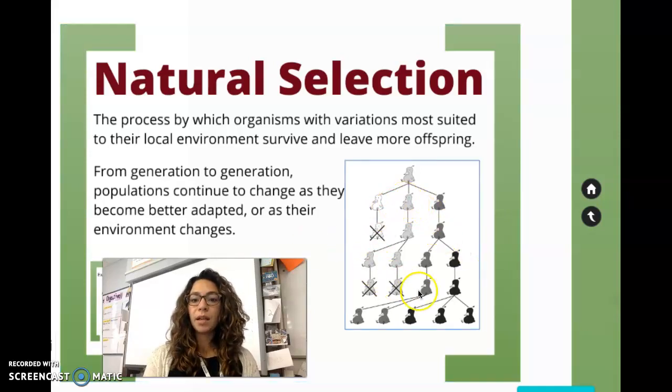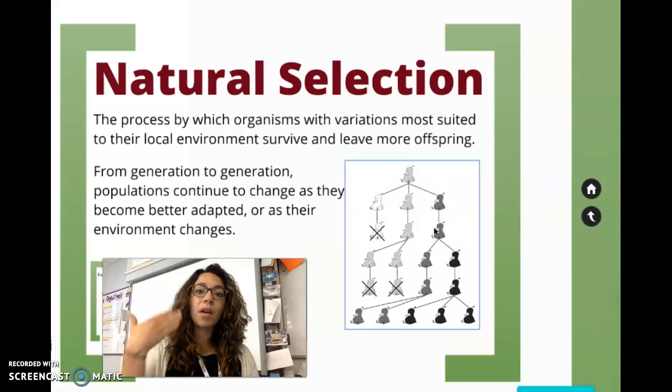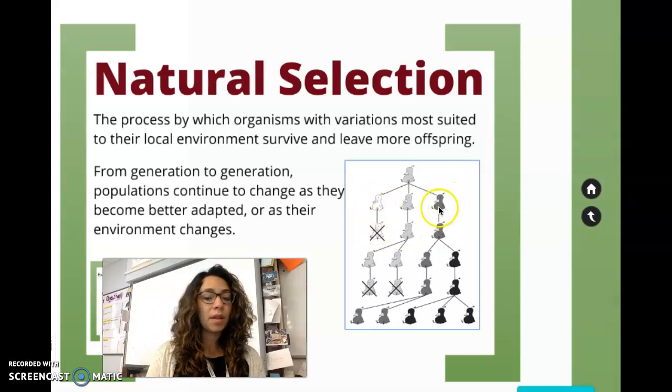So if we look at this little diagram here, we start off with individuals that can be gray, dark gray, or white. And then, for whatever reason, the darker colored ones seem to be better able to survive, reproduce, and pass on their genes more frequently than the lighter colored ones. Maybe they're more camouflaged, maybe they can find a mate easier, whatever it might be.